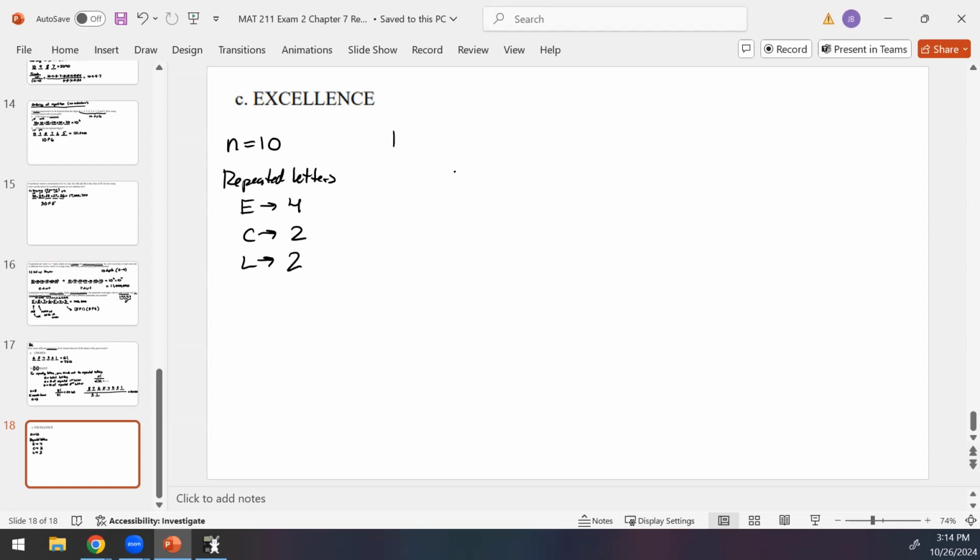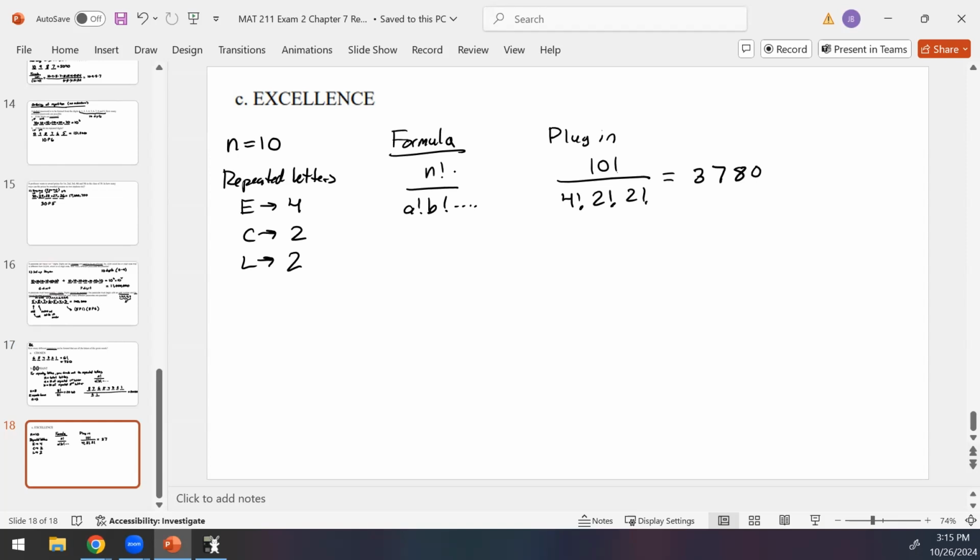So then the formula is n factorial over a factorial, b factorial, dot dot dot, just however many times it repeats. And then we just plug in. So there's 10 letters, and then we've got to divide out the 4 E's that repeat, the 2 C's that repeat, and the 2 L's that repeat. And if you plug that into your calculator, you get 37,800.